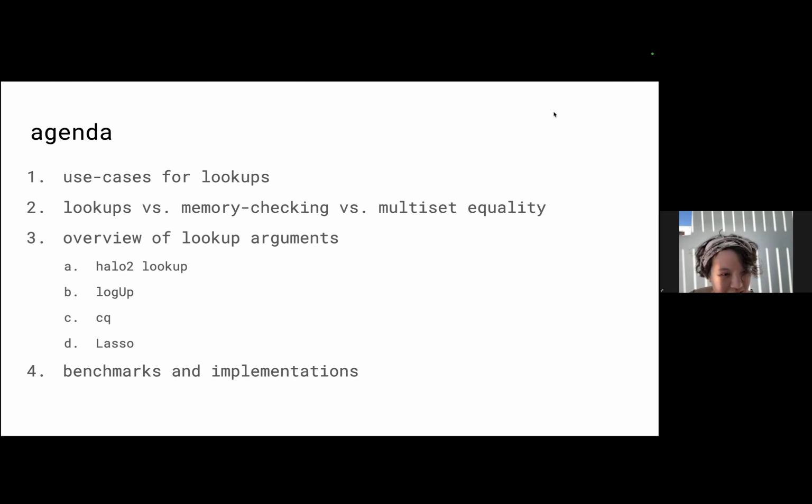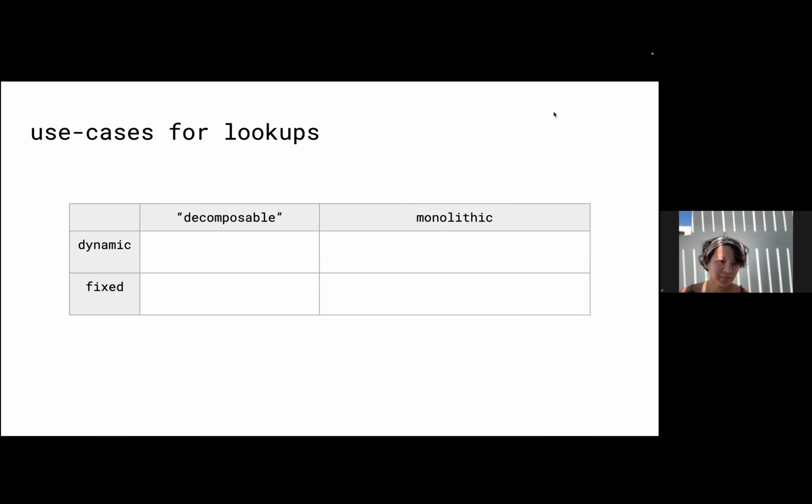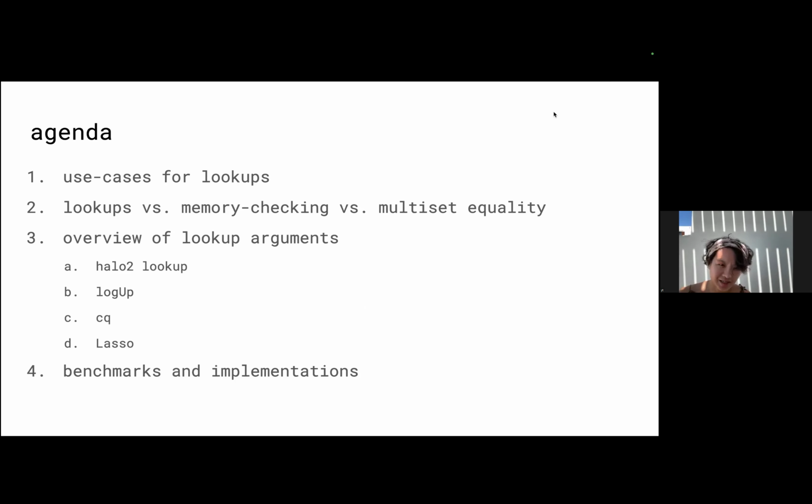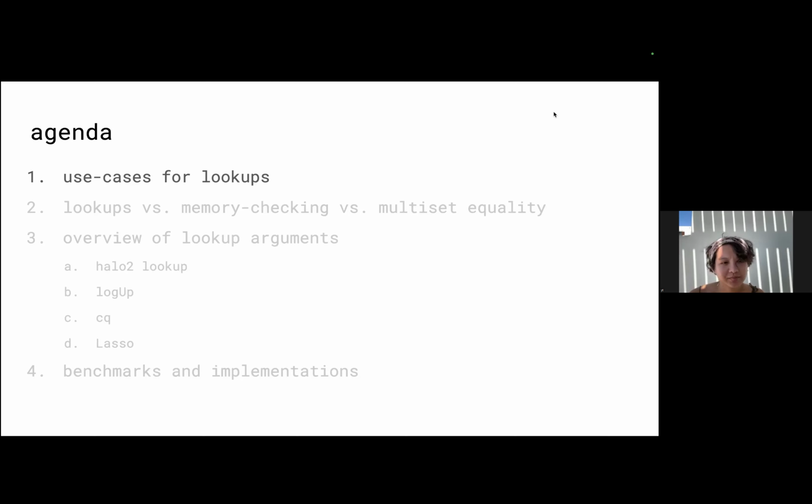So this is the agenda. We're going to start off with the motivating use cases, and then we'll disambiguate some terms. Then the bulk of this presentation is going to be an overview of how the lookup arguments work. And finally, we'll see some benchmarks from the implementations. Interrupt me at any time.